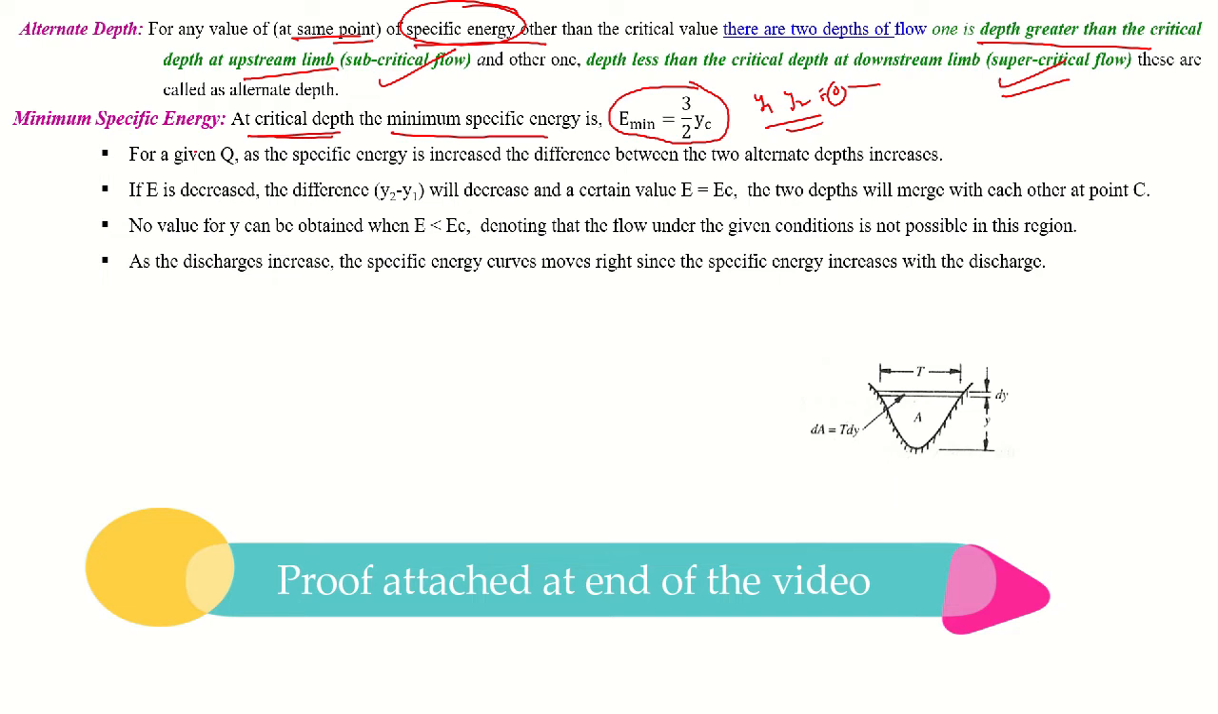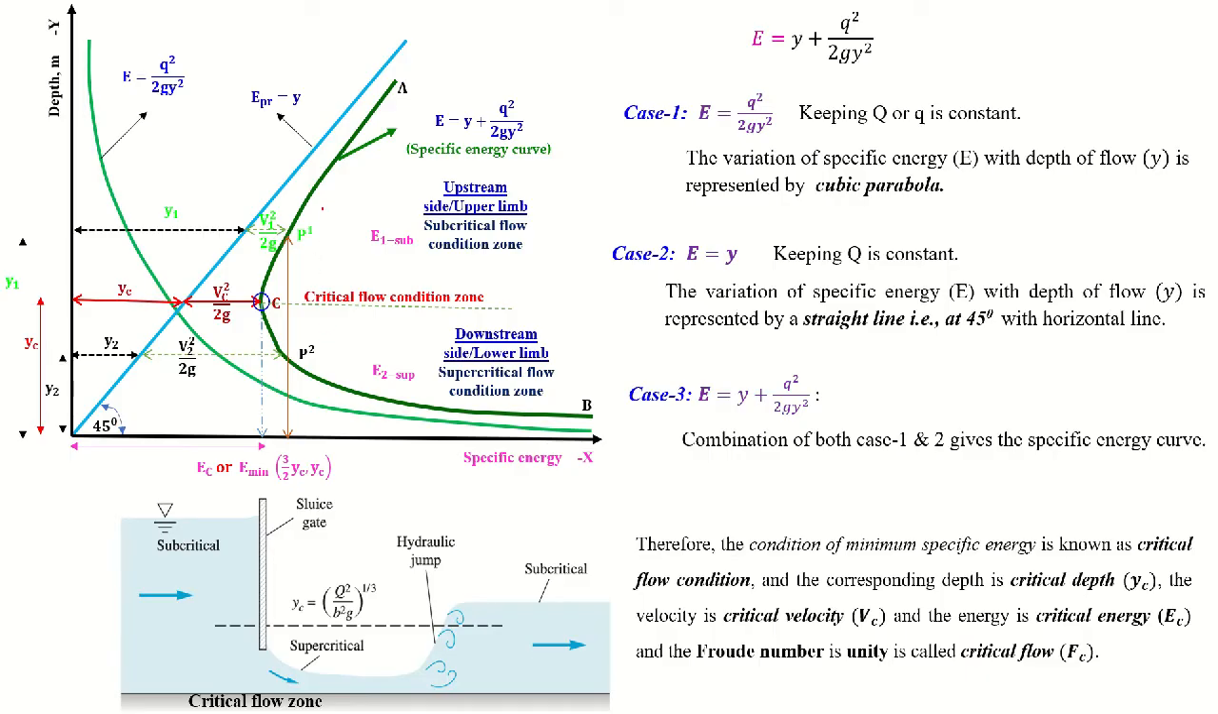Please go through it once. In this condition, for a given discharge, the specific energy increases for a different between your 2 alternate depths. If you see the curve, now if you go toward this direction, toward the right, here the specific energy increases. Here the depth is y1 and this is the depth y2. So when we go in this direction, along the x-axis, the specific energy increases, but the discharge also increases.